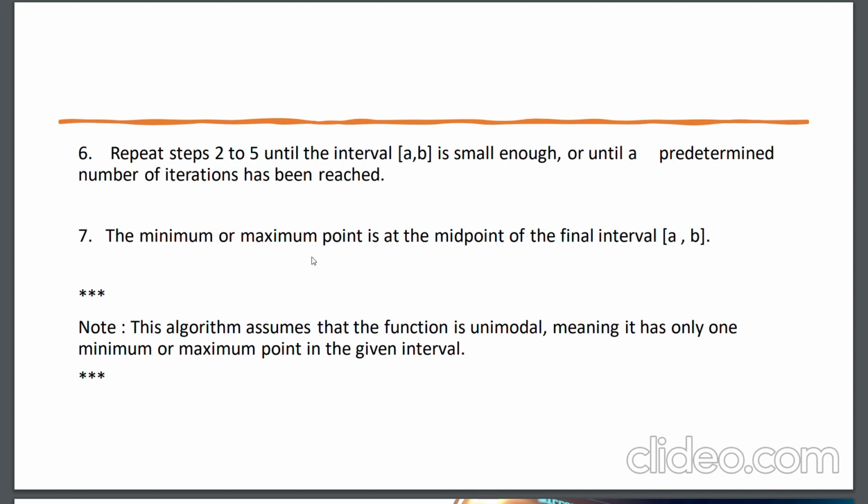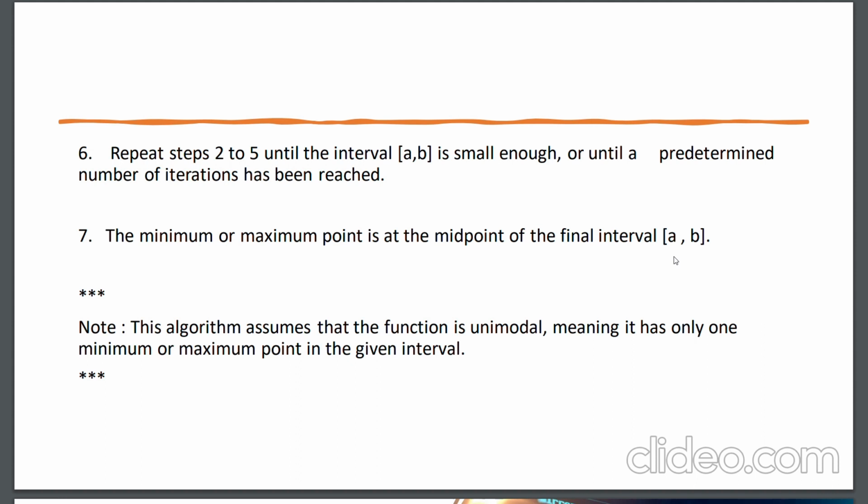as our interval reduces very narrowly, such that the interval gap is also on the order of 10 power minus 7. Then, as we discussed, the minimum or maximum point is at the midpoint of the final interval. At last we'll be getting some interval. So how to know what to take as the minimum point or the maximum point? We'll be taking the midpoint of that interval, a median of that interval.